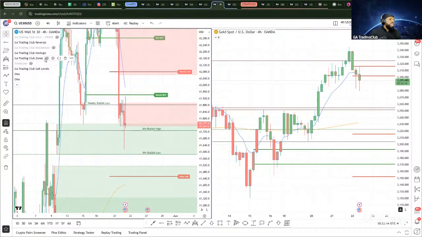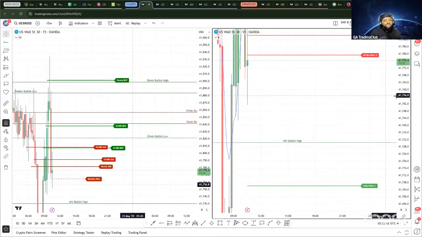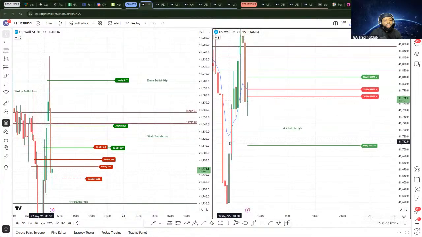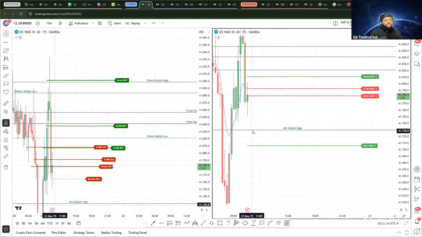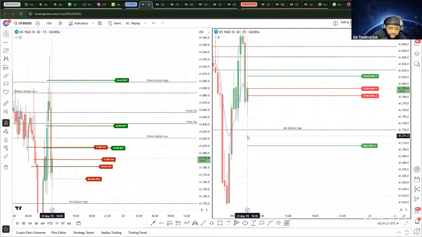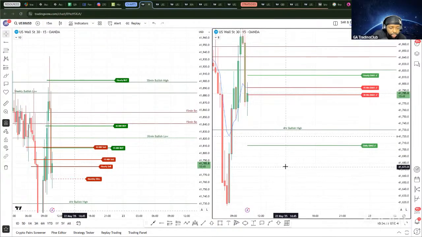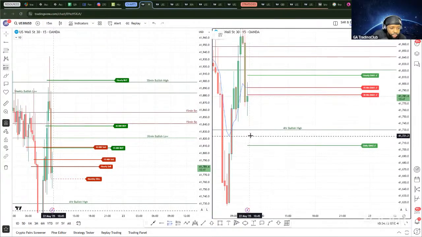So let's see what happens. Wait, wait. 8:45, 9:30. Okay, so it hasn't been tested before or since market open. So what I'll do here, I will put an alert at 720.5, and we'll see how this goes.